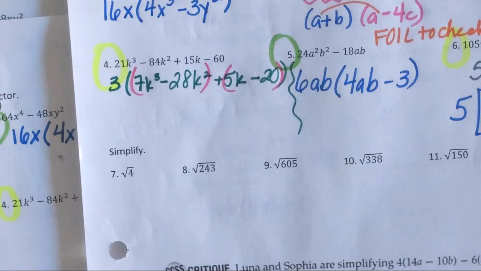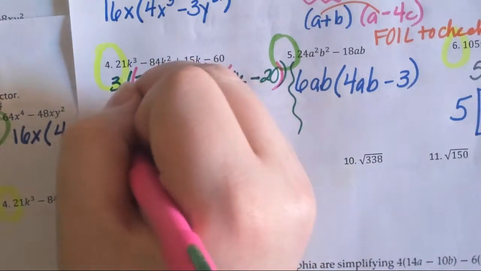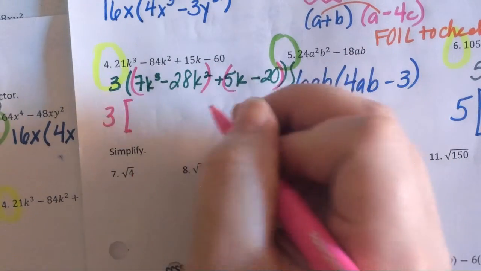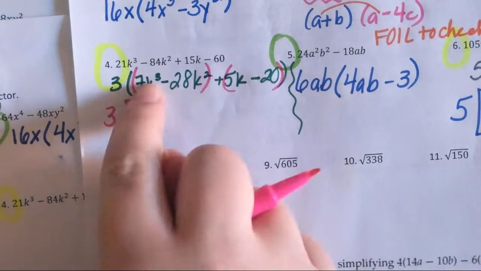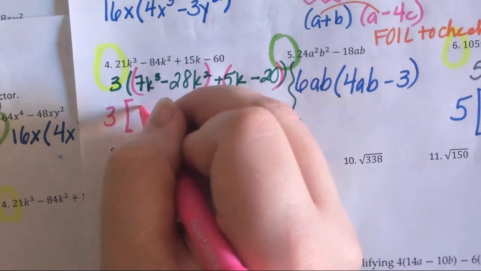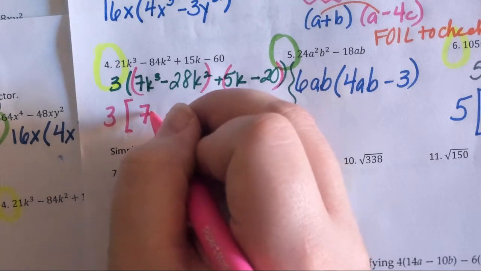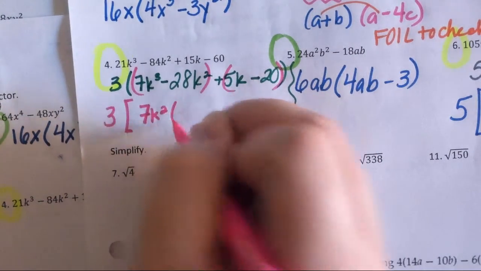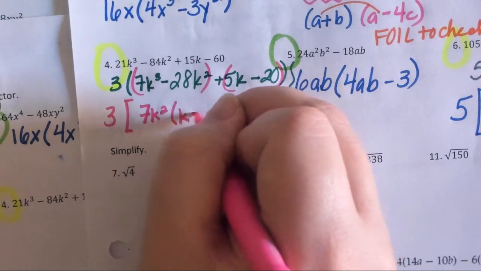So I'm wondering if there's something that I can pull out of 7k squared minus 28k squared. What goes into both of these? 7 what, ma'am? 7k squared, and your group gets a point. You would be left with k and then minus 4.